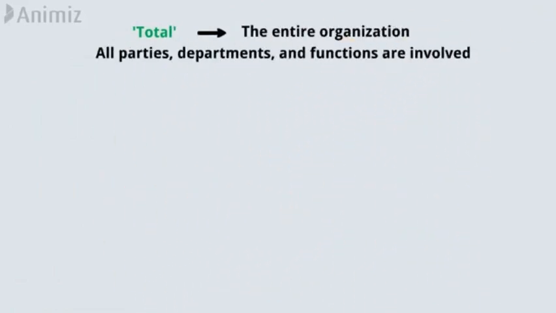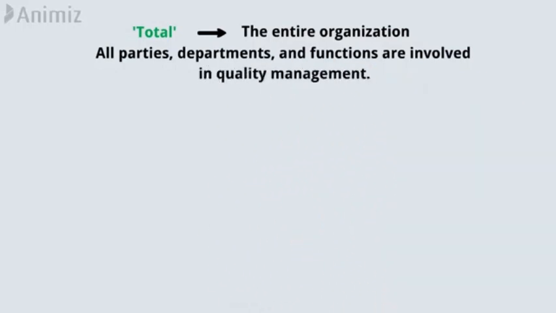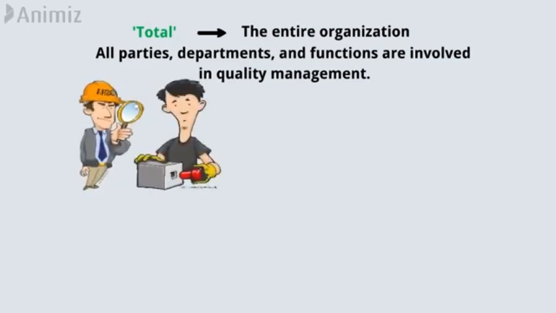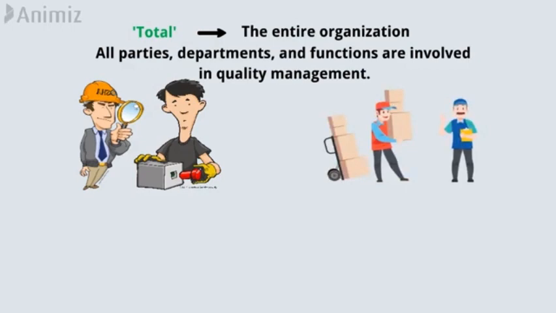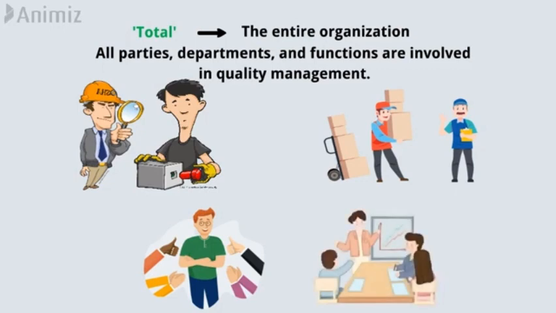The term total defines the entire organization. All parties, departments, and functions are involved in quality management. TQM is the continuous process of detecting and reducing or eliminating errors in manufacturing, streamlining supply chain management, improving the customer experience, and ensuring that employees are up to speed with training.